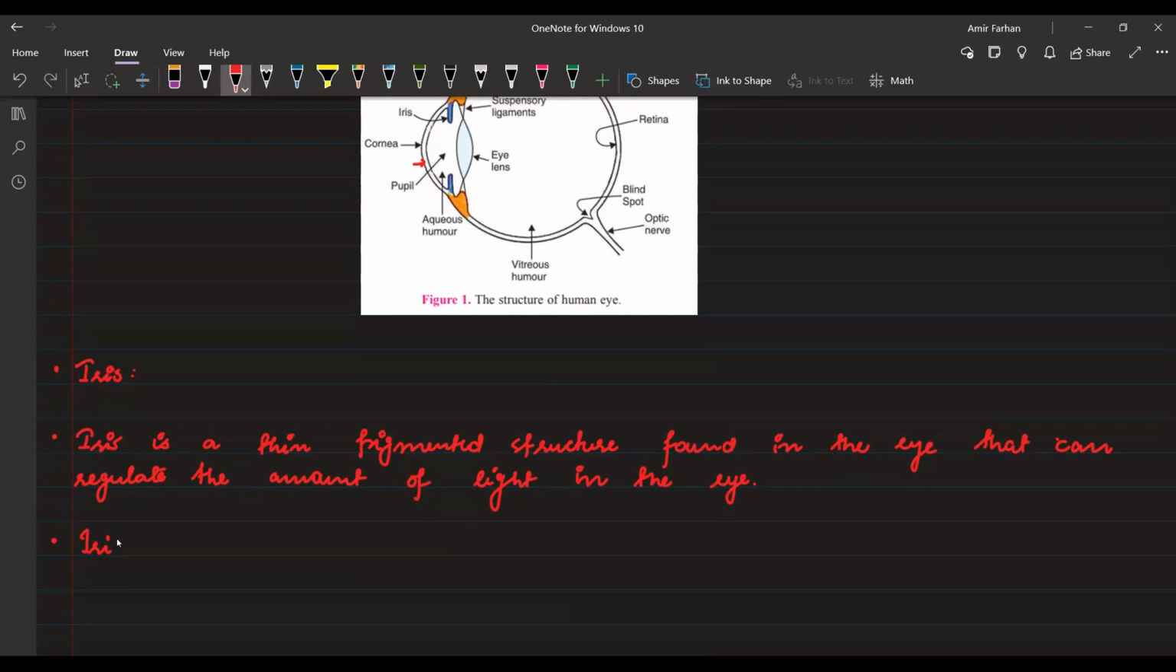You must have seen black or brown eyes. I have brown eyes, so my iris is brown. You must have seen western people, who have bluish or greenish eyes, so their iris is blue or green. The iris gives the pigment; it is a thin pigmented structure. Iris determines the eye color.